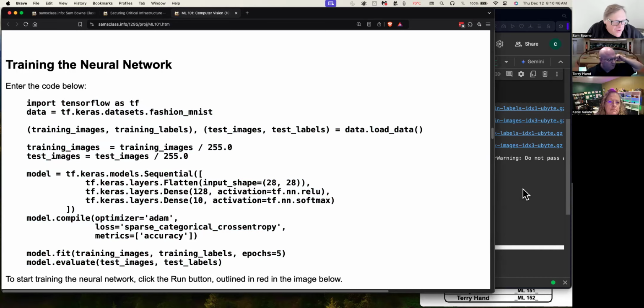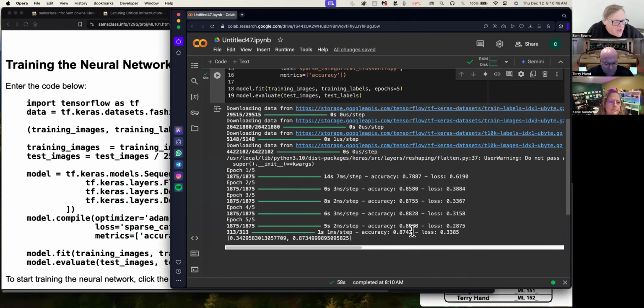If you have overfitting, the training data will be very accurate, but the test data will not be accurate. So it looks like this is pretty good. We have 89% on the training data and 87% on the test data. So we might have a little overtraining, but not too much.